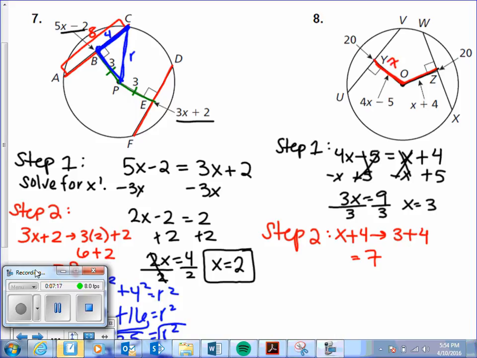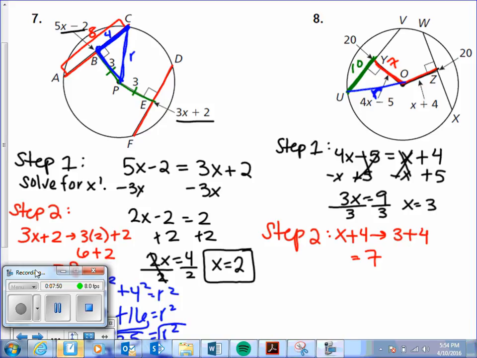Now, this piece right here that I just highlighted in green, again, that's half of your chord. So if your whole entire chord UV is 20, then that little piece UY is half of that, 10. I'm going to draw on this line. That's my radius from O to U. That's what I'm solving for.